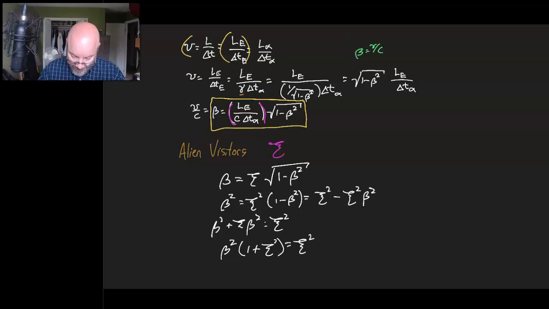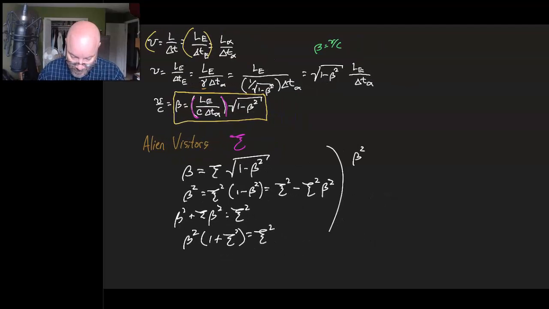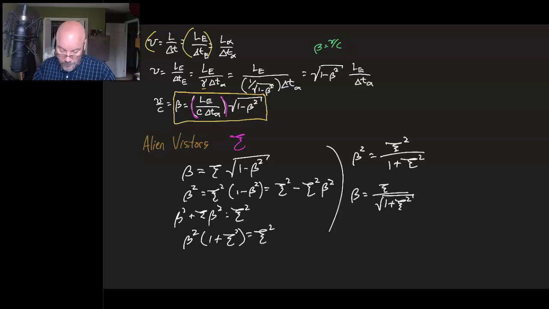Squiggle like that. Okay, and of course that means my beta squared term becomes squiggle squared over 1 plus squiggle squared. And so beta is going to be the square root of all that. Actually, we can do it this way: squiggle over the square root of 1 plus squiggle squared. Okay, so if we knew the value for squiggle, then we'd be in good shape. And actually we can. Remember squiggle, what we've said, is L_E over c delta t alpha.